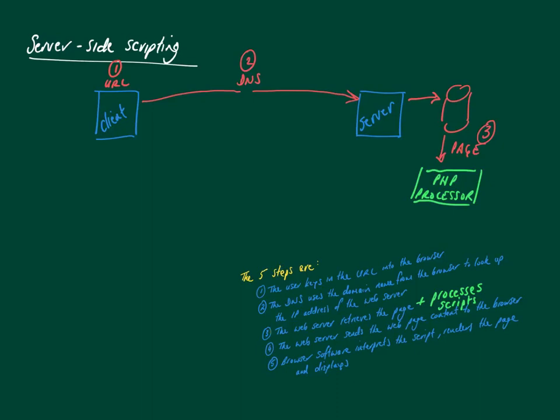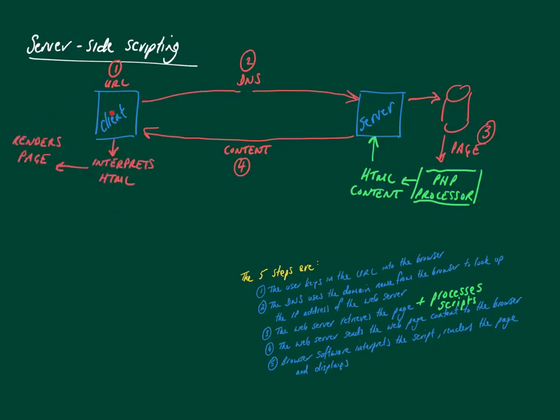Once the server-side script has been interpreted and turned into HTML, the web server then sends the web page back to the browser, and step 5 is just as normal. The browser software interprets the script, which is the HTML, renders the page, and displays it to the user.